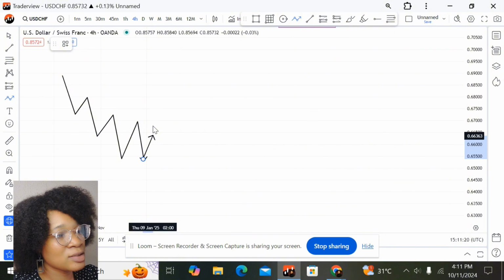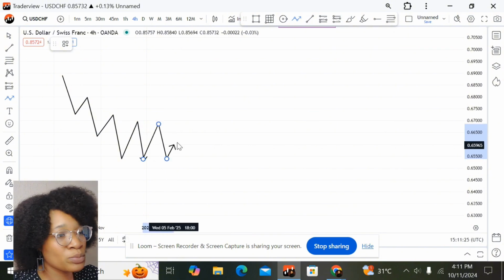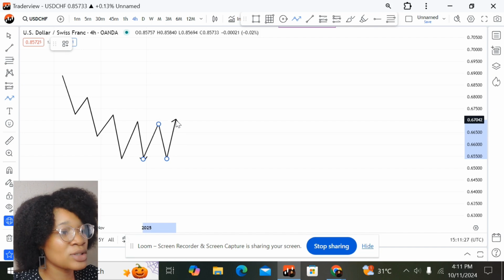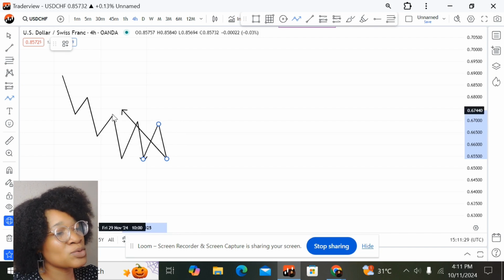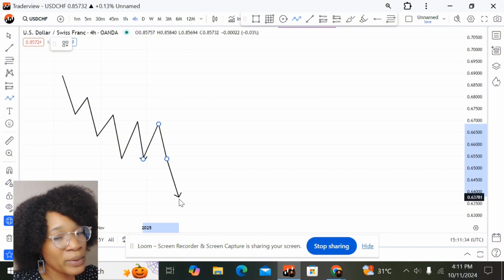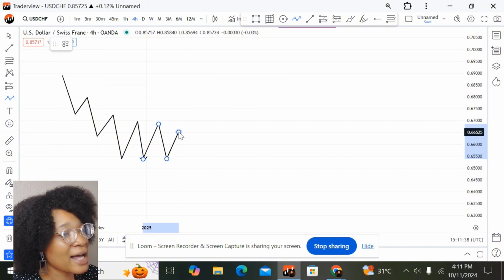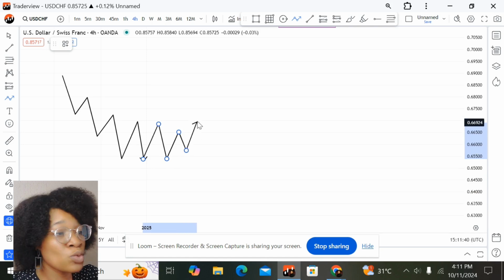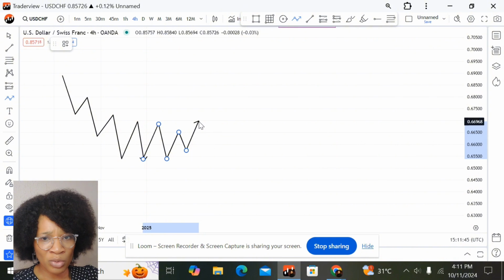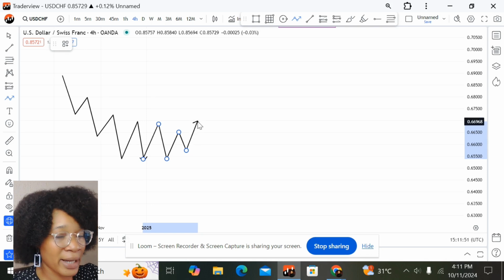Now it has tested this low 2 times, and for some reason sellers were unable to push the price downward. So you can see that when price has come to test a zone 1, 2, 3 times and is unable to break downwards, right? And maybe price does something like this. At this spot, a lot of traders who are able to identify chart patterns already know that there's something wrong somewhere. Sellers are getting exhausted and the market will start moving to a buy bias, right?